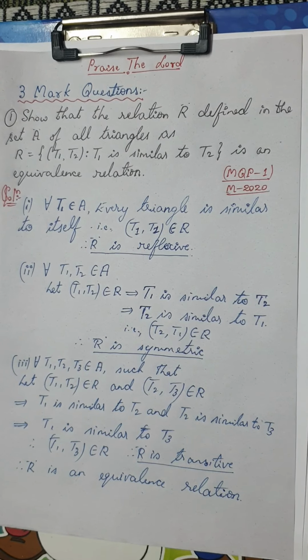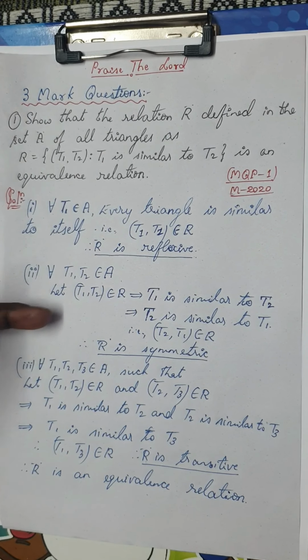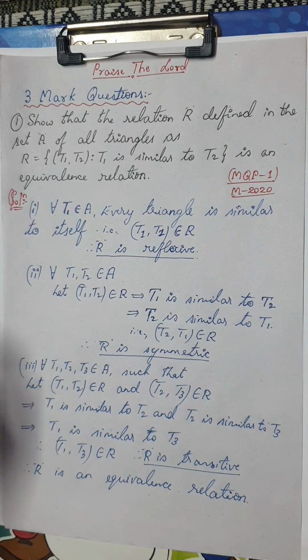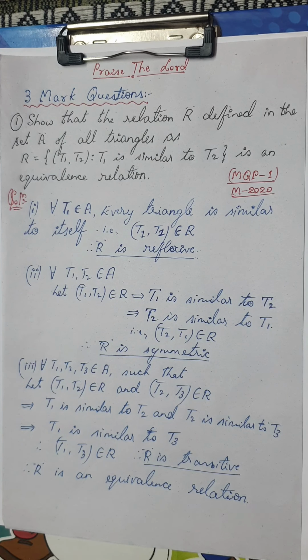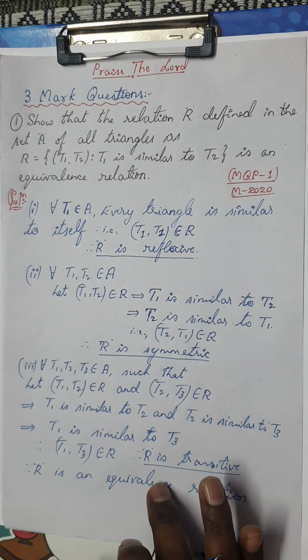Very simple, isn't it? You will check for reflexive, check for symmetric, check for transitive. If they say show that it is an equivalence relation, it is logical that it will definitely satisfy reflexive, symmetric and transitive. And write equivalence relation as a conclusion. Please make the habit of writing the final conclusion. So this is the final result.